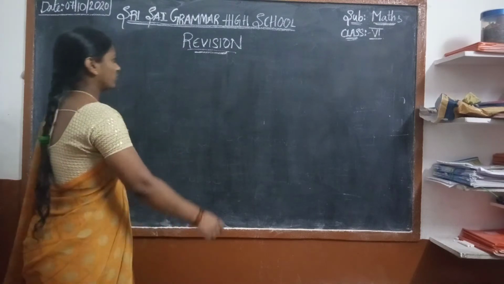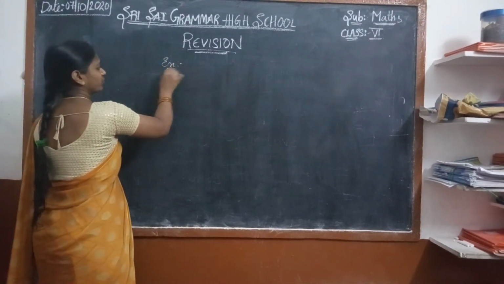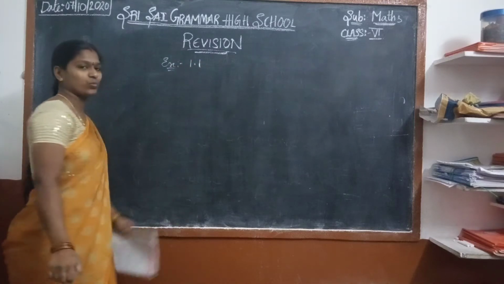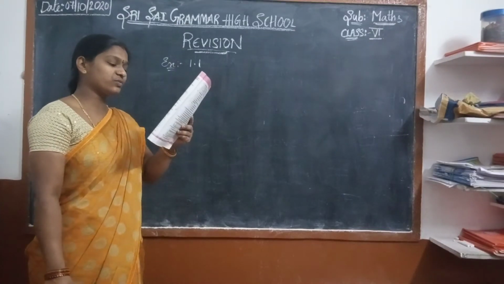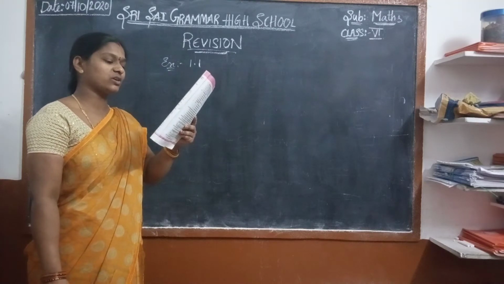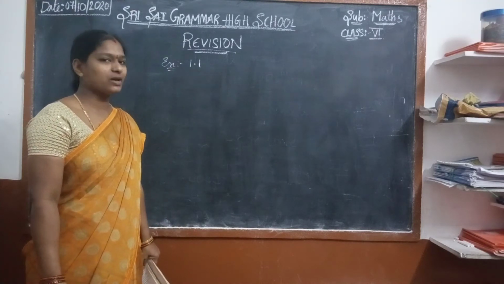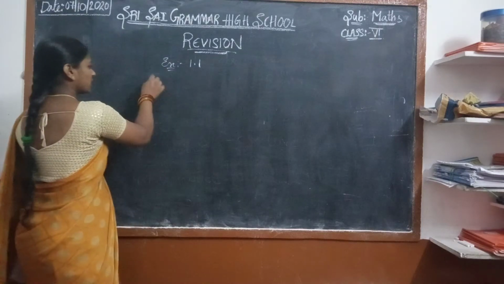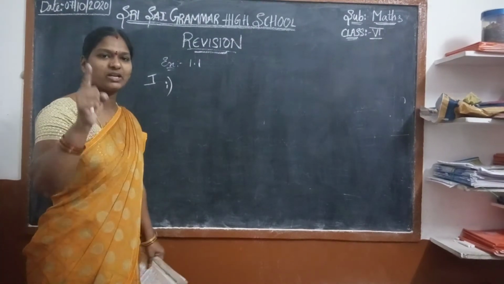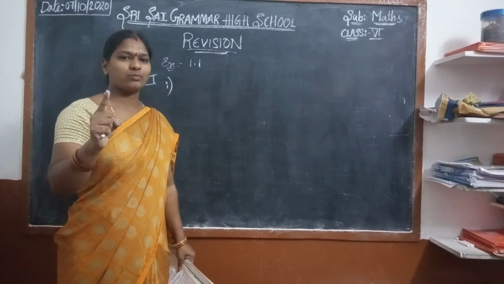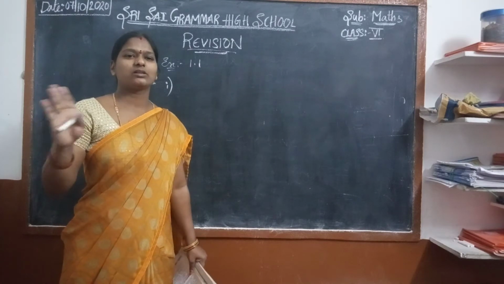Now from exercise 1.1, how to compare the numbers, which means which is the greatest and smallest among a group of numbers. Which is the greatest and smallest number from this aspect? See, from the first bit I am going to take the first one. From each bit I am going to explain one problem. Just practice whatever I explain in the practice book.